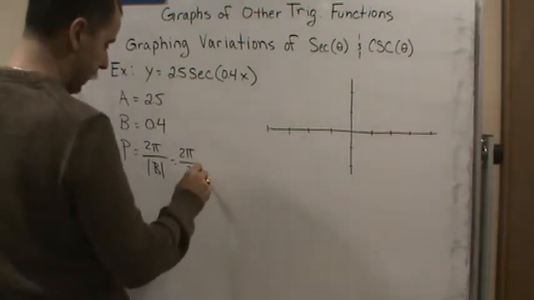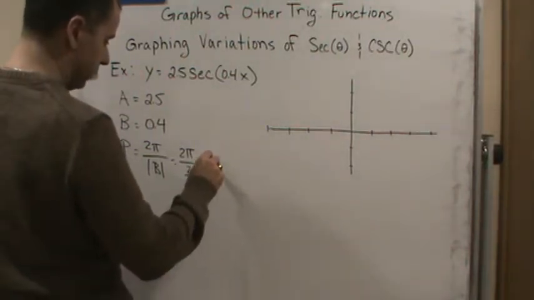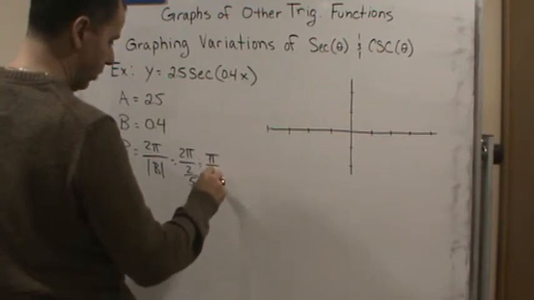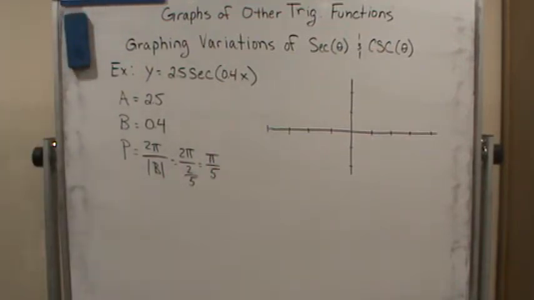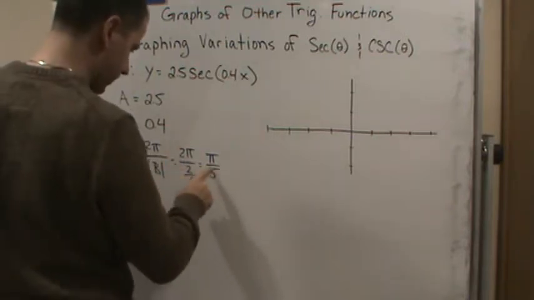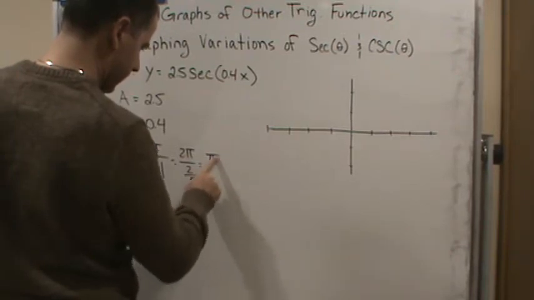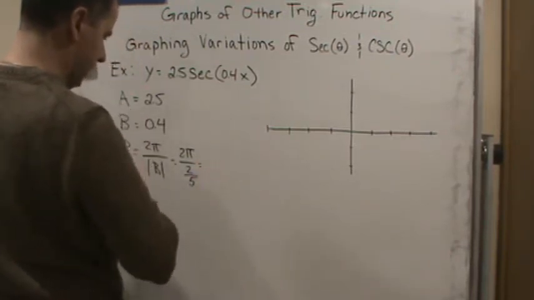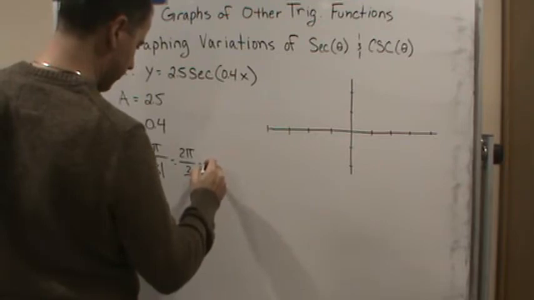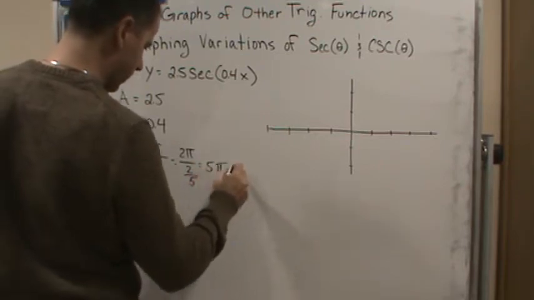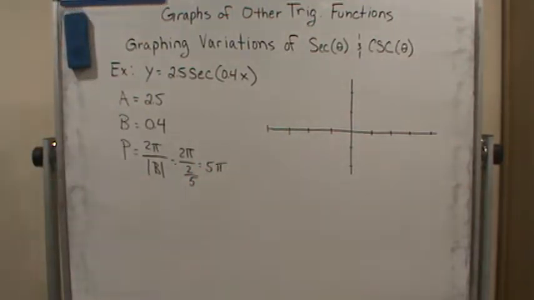And so what does that mean? That means that this is going to be equal to pi over 5. Okay, so we know what the period is. Oh, no, I'm sorry. Not pi over 5. It is 5 pi. Okay, so the period is 5 pi.